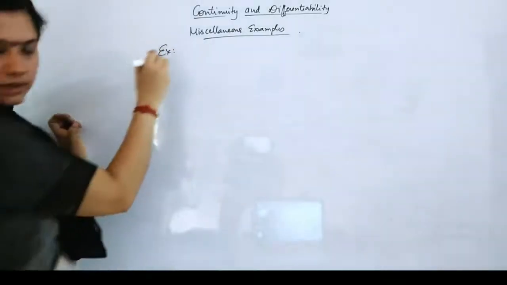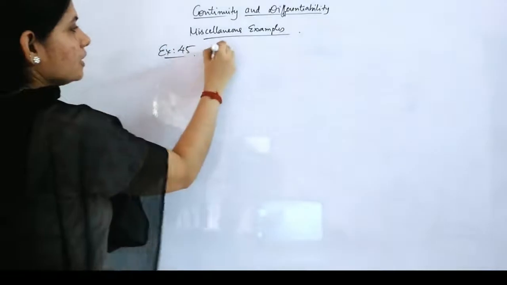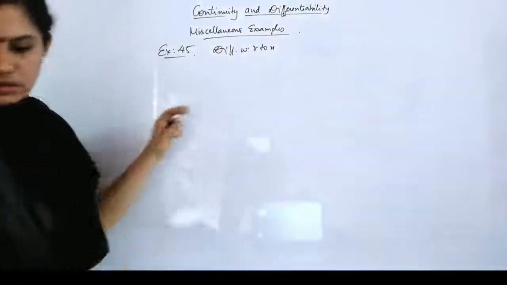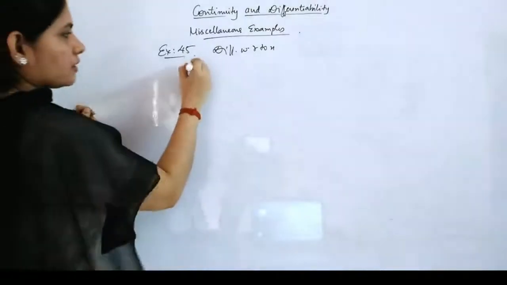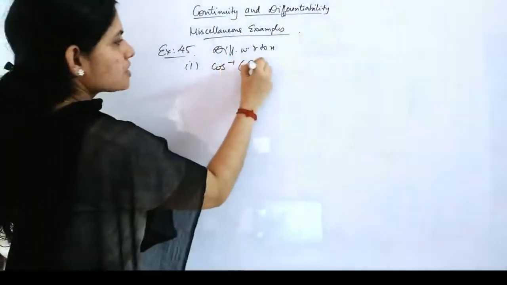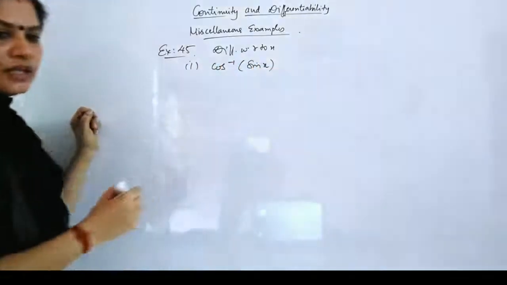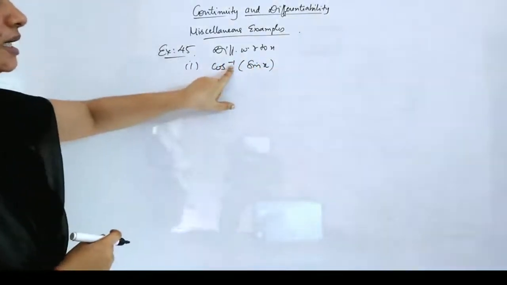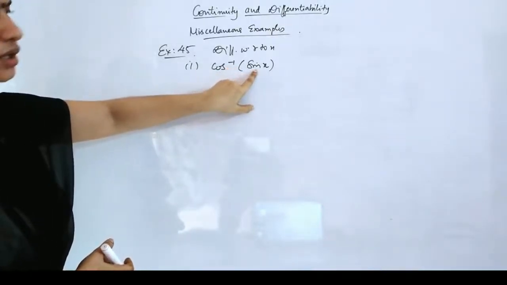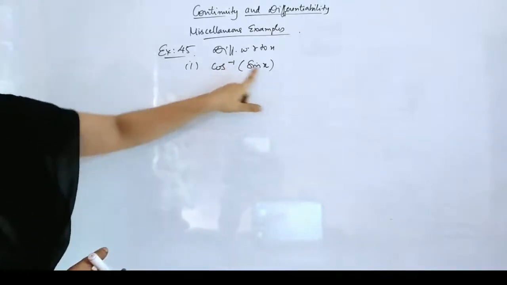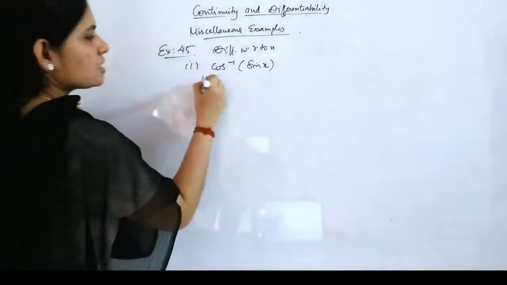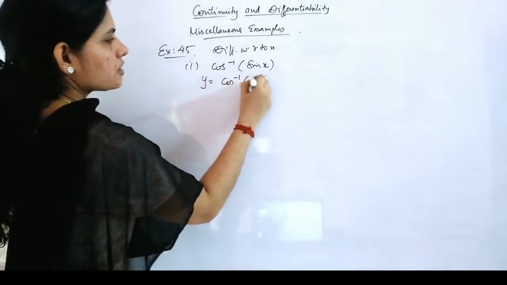Example 45. Differentiate again with respect to x. The question is cos inverse of sin x. Whenever you have a cos inverse term, the main purpose should be to change this in terms of cos, so that we can easily avoid this cos inverse. So the question is actually y equal to cos inverse of sin x.